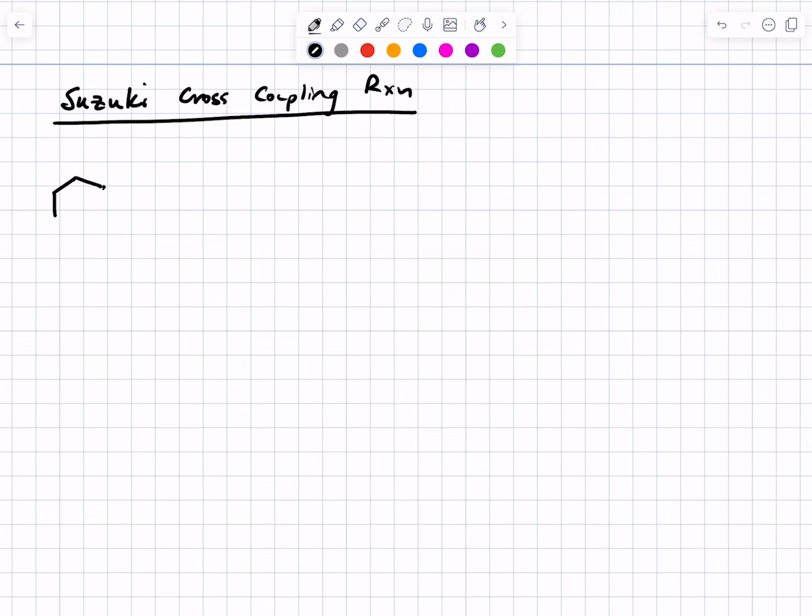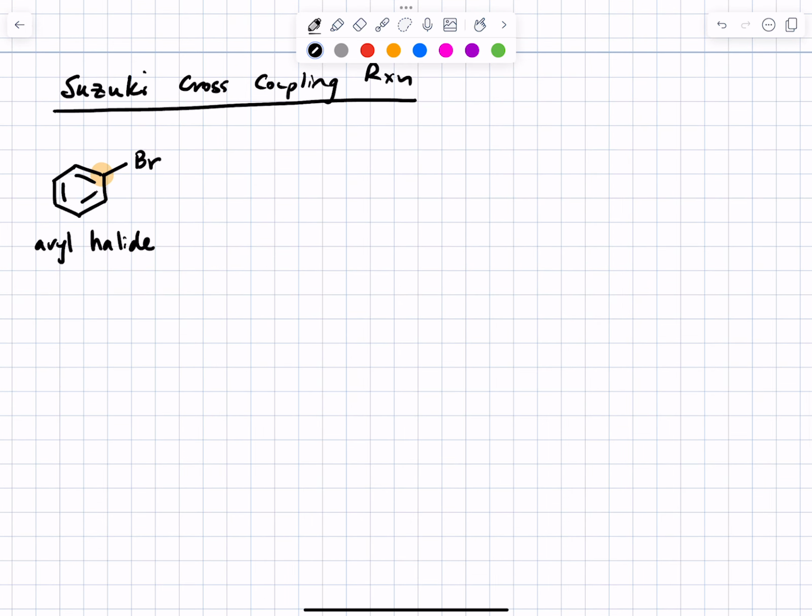So one of the starting materials is usually an aryl halide. It's got an sp2 hybridized carbon halide bond. In your text, that halide is often a bromo, it can be iodo. Chloros don't work quite as good, but some people are still working on that.